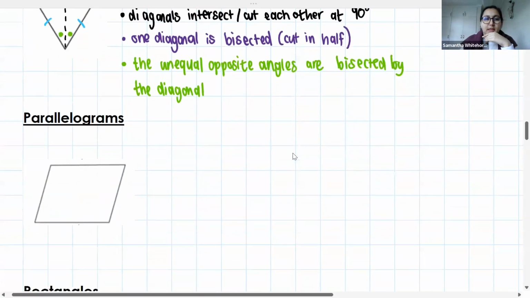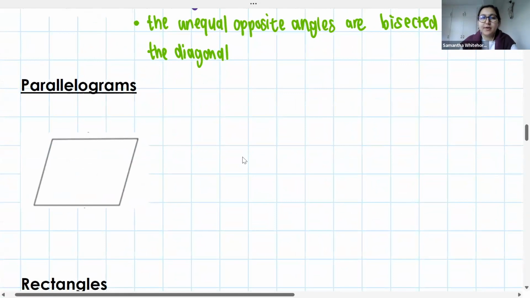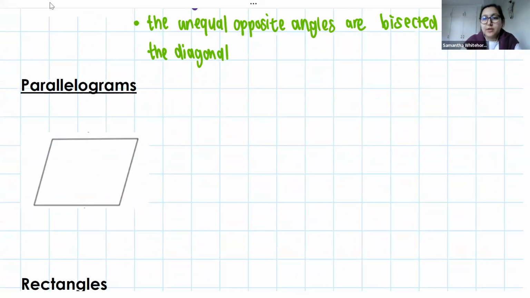Alrighty, so let's have a look at our next one. Our next quad that we're going to have a look at is a parallelogram. So we're going to do it a bit differently. If anyone wants to raise their hand to give me a characteristic of our parallelogram, you may do so.